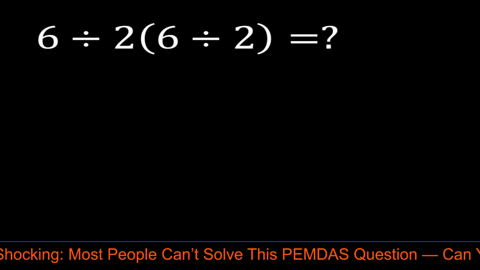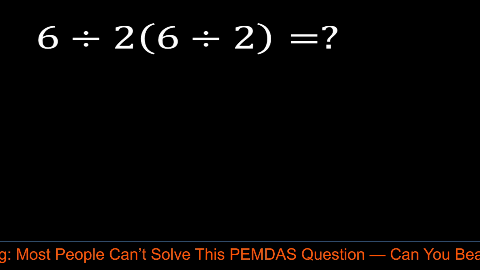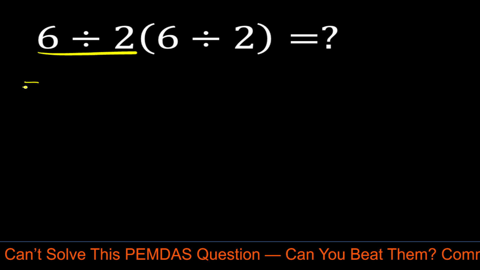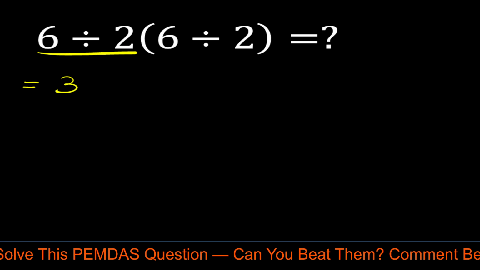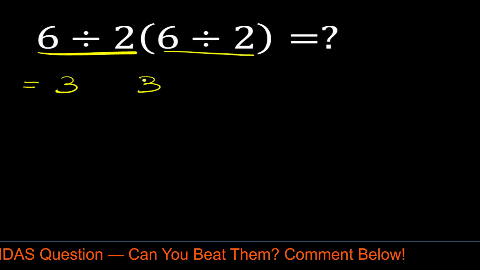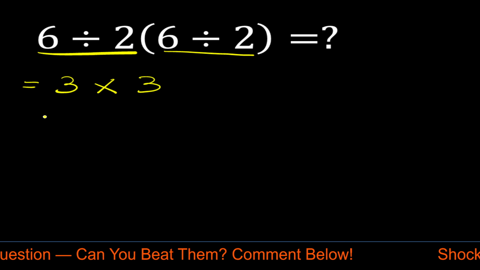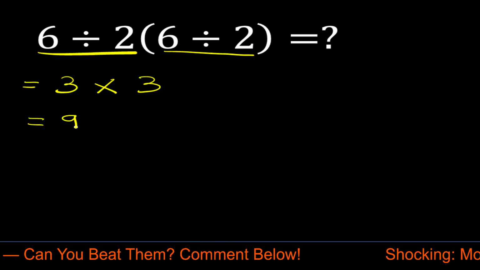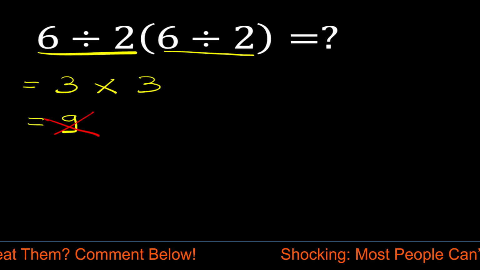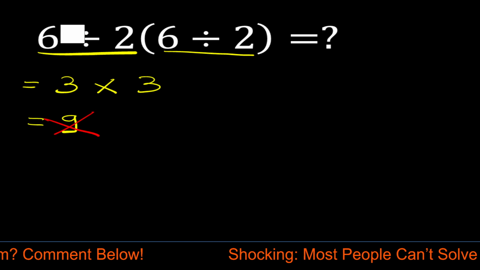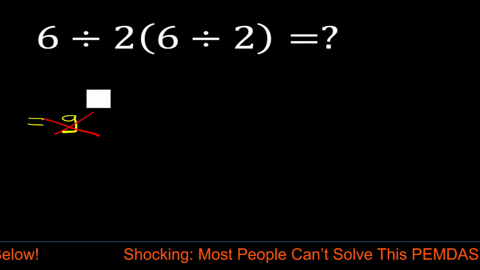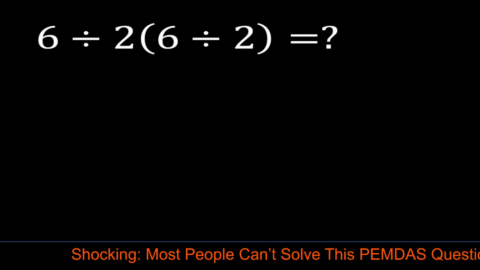So most people solve this question like 6 divided by 2 is equal to 3. Then again 6 divided by 2 is equal to also 3. Now 3 times 3 is equal to 9, right? But this answer is not correct. This answer is completely wrong. So now let's solve this problem correctly by using the PEMDAS rule, right?